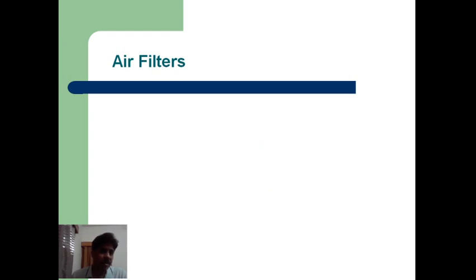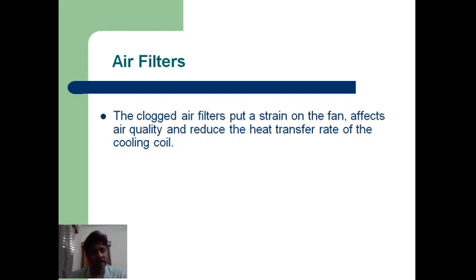What next is the air filters. Importance of air filters: the efficiency of an air conditioning system is quite dependent on the condition of the air filters. Clogged air filters put a strain on the fan, because if the air filters are not clean, air cannot pass through them. In that case air cannot go into the condenser and the cooling coil, so the efficiency of the air conditioning is severely affected, and it also puts a lot of strain on the air conditioning system.